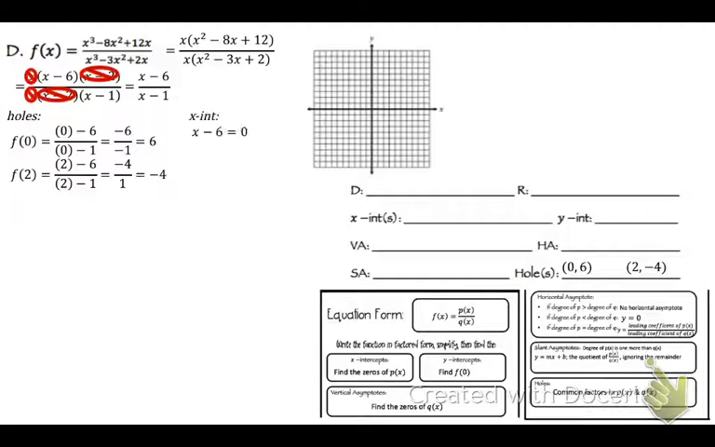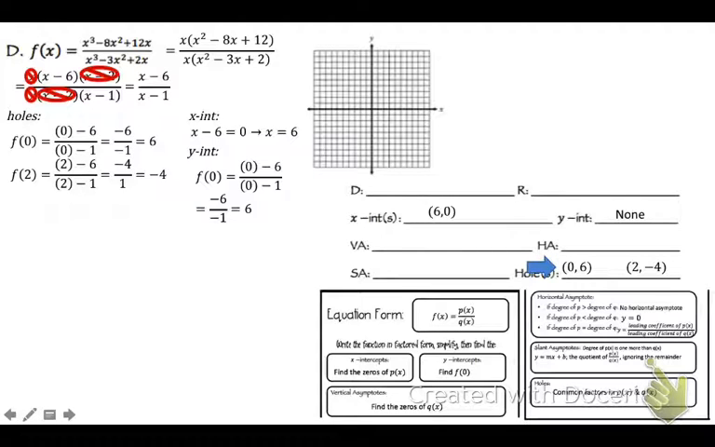X-intercept, set the top equal to 0. So you get x equals 6. Y-intercept, plug in 0. And you get 6, but we had a hole at (0, 6). So we're not going to have a y-intercept. If your hole is the same as your y-intercept, so if you have a hole at 0, you are not going to have a y-intercept. That's something to remember.